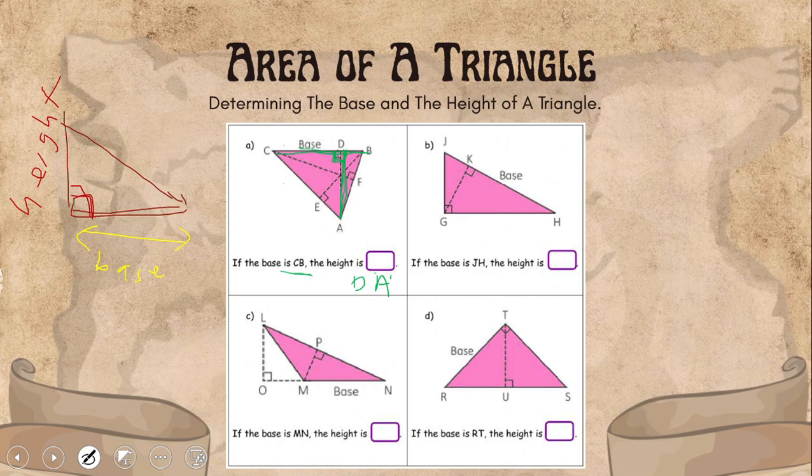Now for B, same thing. If the base is JH, the height is 90 degrees to the base. Remember the small square here indicates the 90 degrees. The small square goes straight to this line, so that means the height is KG.